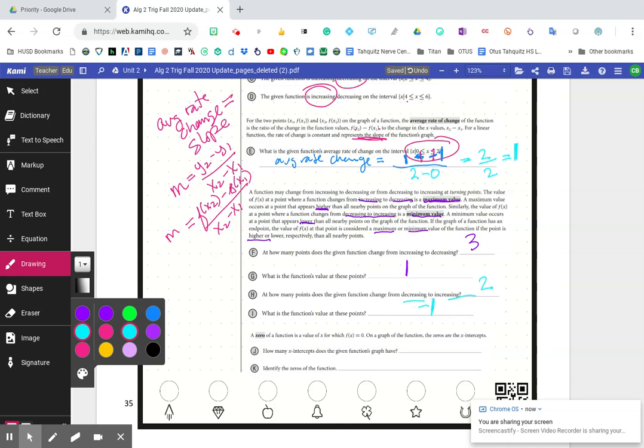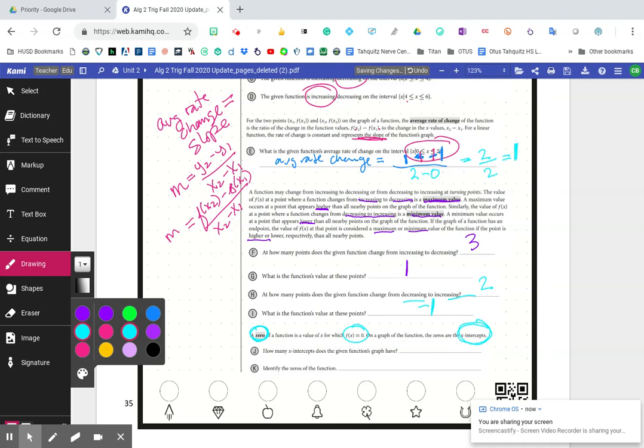A zero of a function is the value for which f of x, or the y value, equals 0. This is huge. We use zeros all the time. You've got to really make sure you understand zeros. On a graph of the function, the zeros are the x-intercepts. So another word for zeros is x-intercepts.